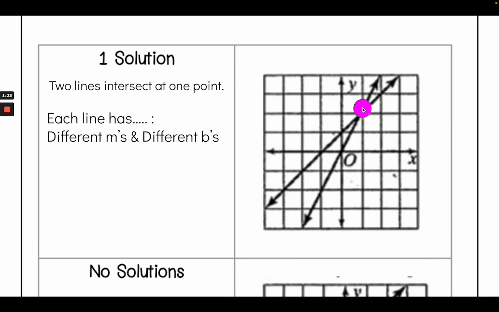If we're looking at a set of equations, each line has different slopes and different y-intercepts, so different m's and different b's. And here's an example of what the equations will look like. y equals 1x plus 1 and y equals 2x plus 0. And as you can see, there are different slopes, 1 and 2, and different y-intercepts, 1 and 0.